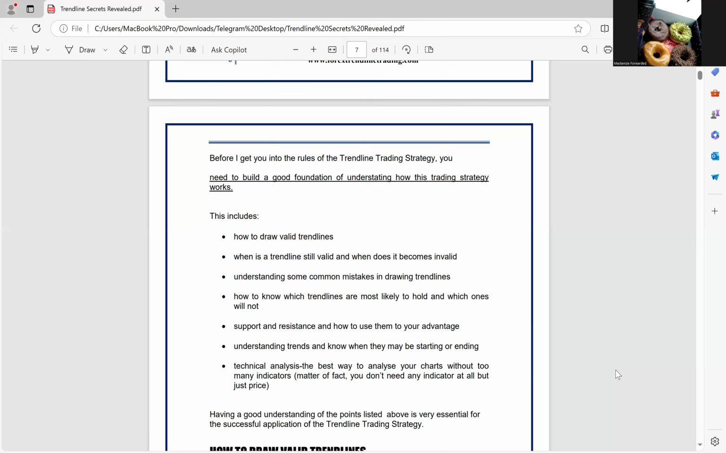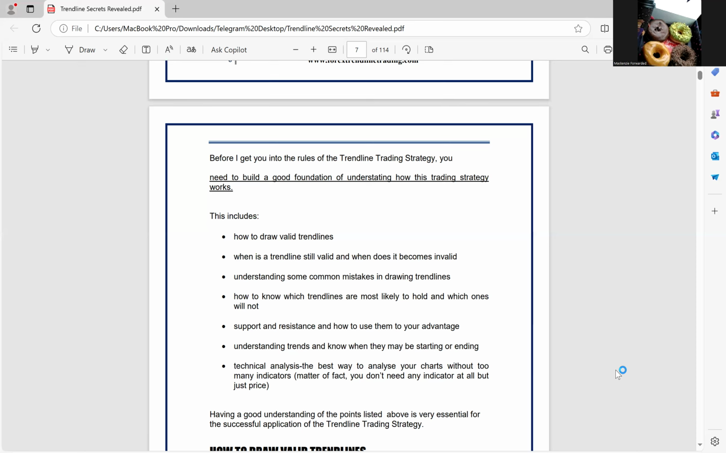The fifth one, support and resistance, and how to use them to your advantage. For those who don't know, support is a level where you take a buy trade from. That's where buyers come into the market. Resistance is where sellers come into the market. We are going to be learning about those two. Number 6 is understanding trends and knowing when they may be starting or ending.